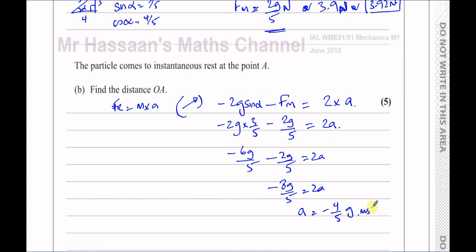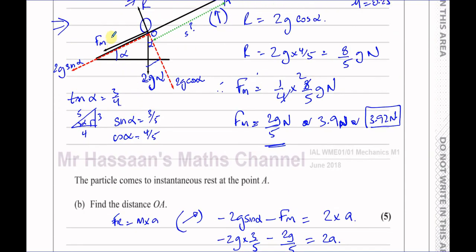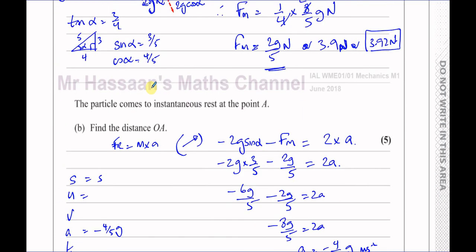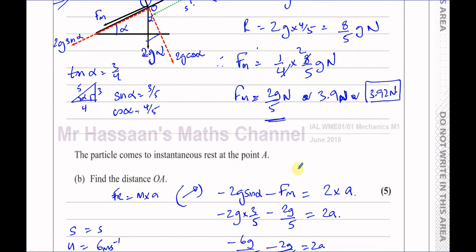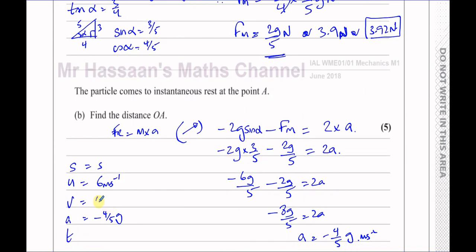So that's the acceleration. So now we can use suvat, because we have constant acceleration, deceleration of minus 4 over 5g. S is what we have to find. U is the initial speed it was given, which is 6 meters per second at O. V is the speed at which it reaches its instantaneous rest, which is going to be 0 meters per second. And time, well, we don't need to know the time. We have to deal with S, U, V, and A.